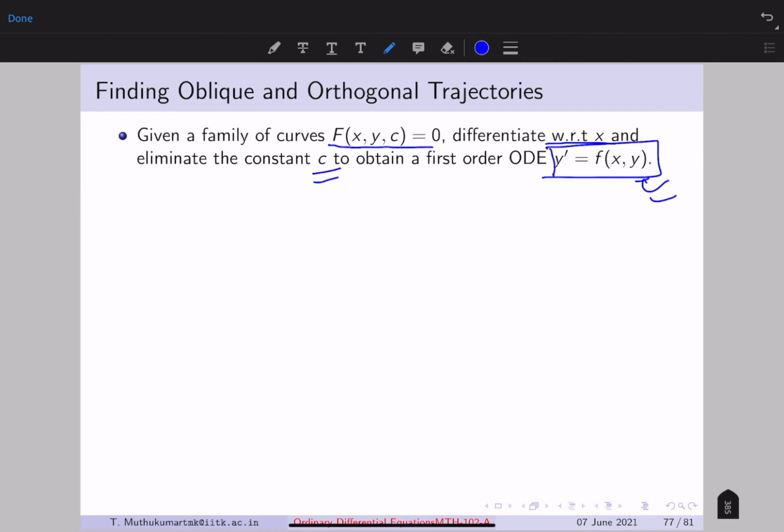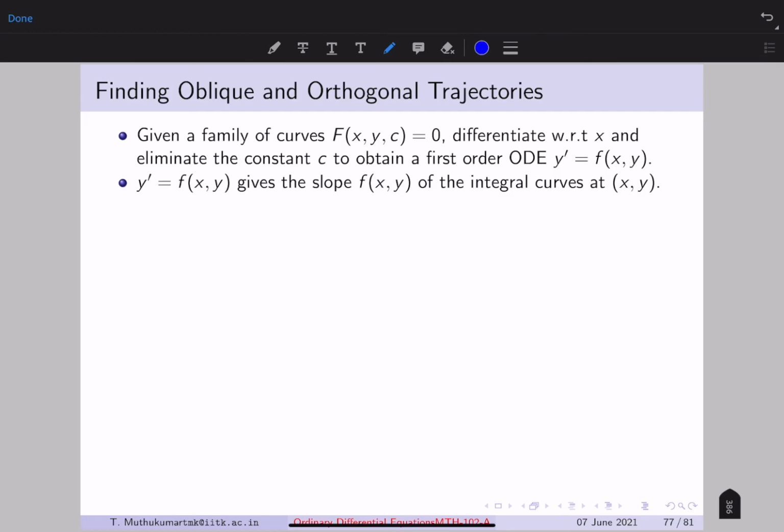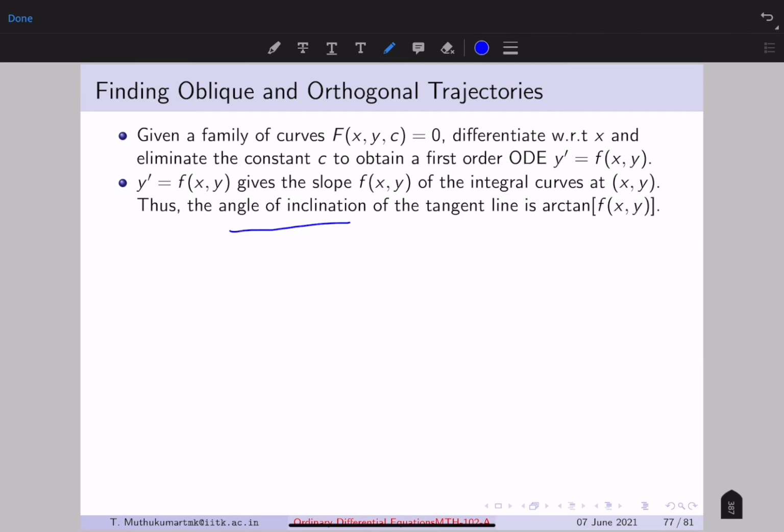Okay, so this ODE has information. This ODE is telling you that the slope of the tangent is f(x, y). And what you want is another curve which should intersect this at an angle theta. So y prime = f(x, y) gives the slope of the integral curves at (x, y). Now, because the slope is f, the angle of inclination of the tangent line is tan inverse of f, right?